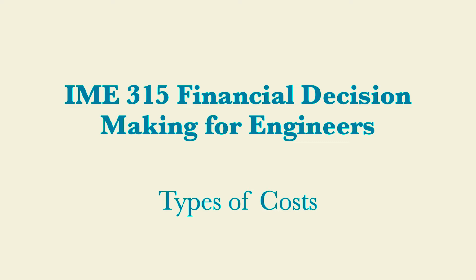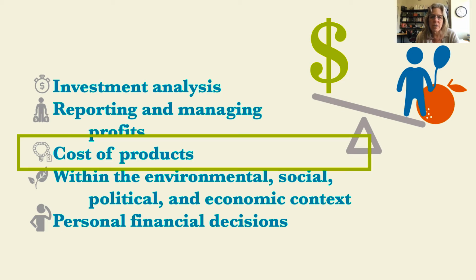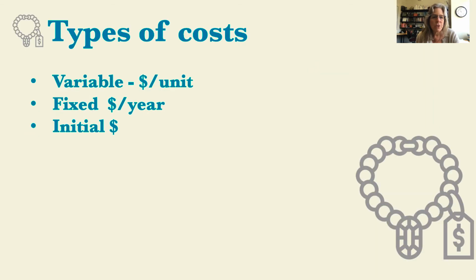This particular video is on the type of costs that we need to consider when we're making financial decisions. Looking at an overview of the class, there are 5 areas that we're going to be talking about. This particular subject falls in the area of costs of products. There are 3 categories of costs that we consider.